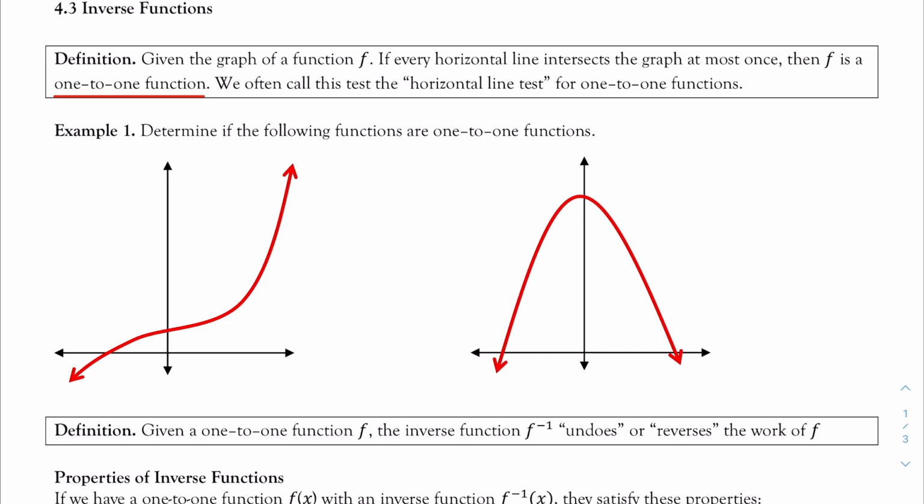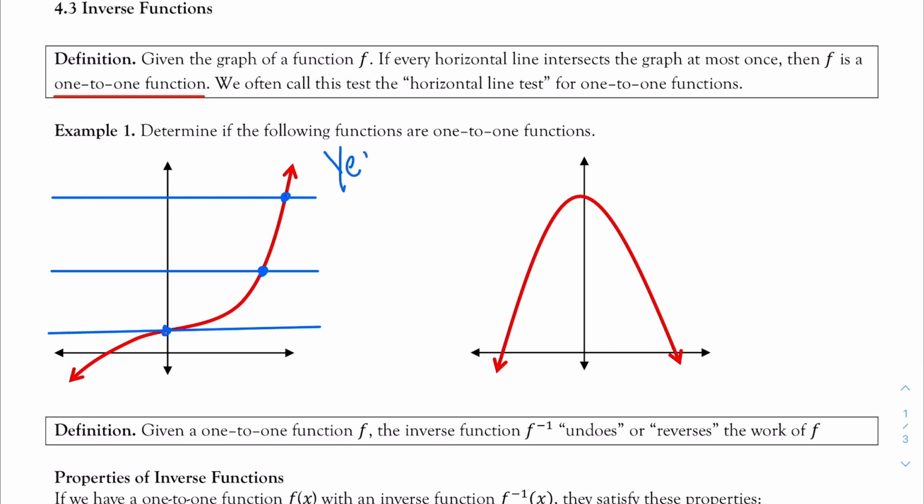So, looking at example 1, determine if the following are one-to-one functions. For the graph on the left, I want you to imagine that we have a flat horizontal line that's moving from top to bottom. As I move my line from top to bottom, is it true that this horizontal line only touches my graph at one point each time? Well, if you look at example 1, I can draw a bunch of horizontal lines to indicate how I'm moving it down. All of my horizontal lines only touch my graph at most at one point. So in this case, I would say yes, I am a one-to-one function.